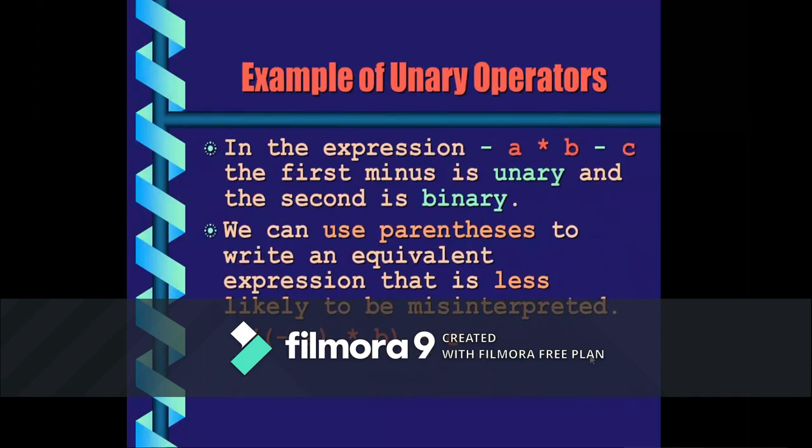And the next one is examples of some unary operators in the expression. So in the expressions, we have minus A star B minus C. The first minus is unary and the second one is binary, because it is between the two operands. So we are going to subtract the value C from B, but here it is unary minus.